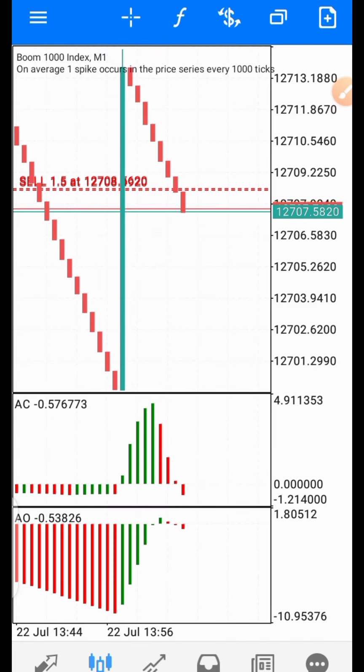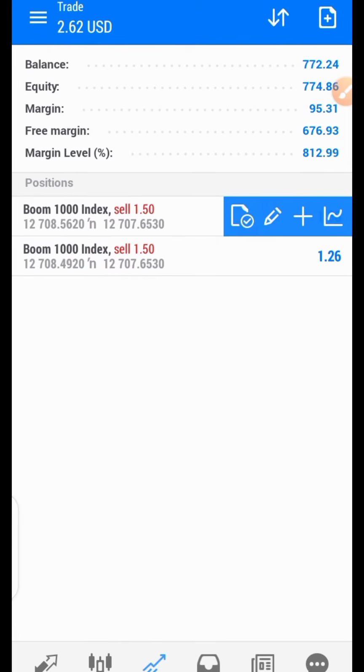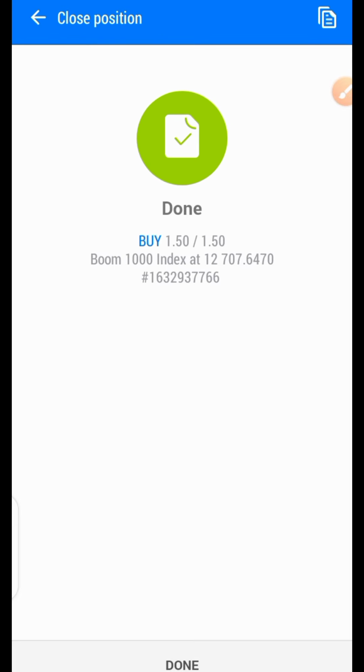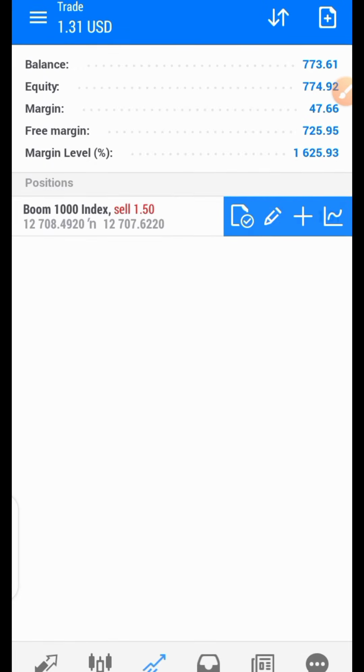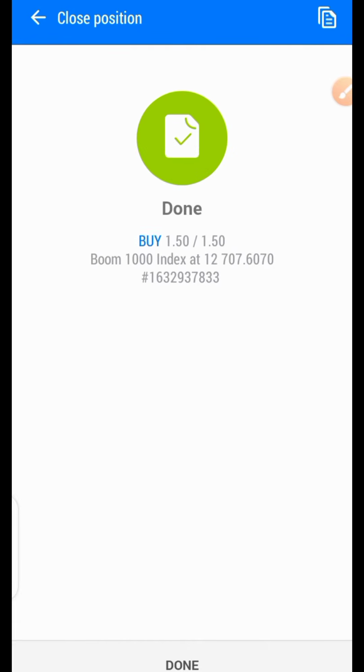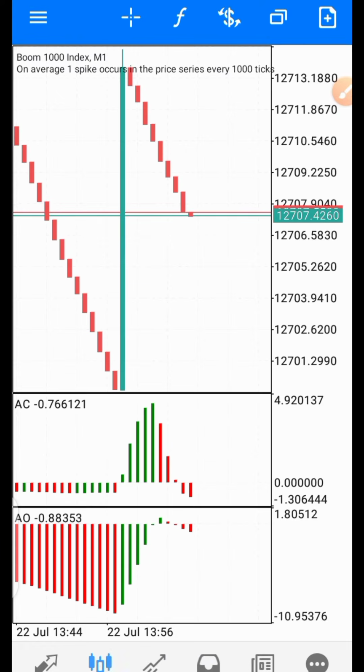So what will reduce the amount is when you enter the trade late. You can see I have 1.3 here and I have 1.2 here. It is already one candle, so I have to close it. That is what the strategy says.